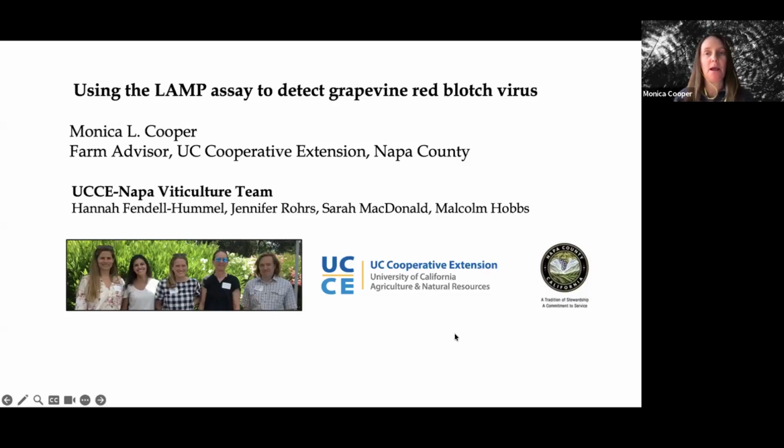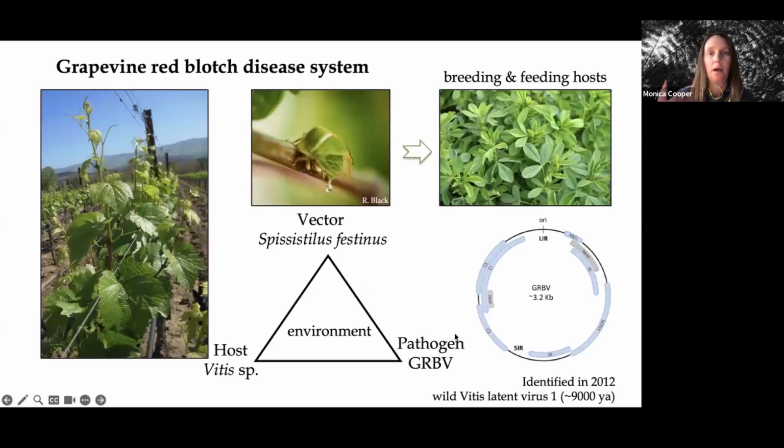So, as mentioned, I am going to be talking today about the detection of grapevine red blotch virus using the LAMP assay. That's a project that my team and I have been working on since 2021. I'm really pleased to be able to talk about the assay itself and then how we've been using it in vineyards. To give you a little bit of context, today we're going to be talking about the grapevine red blotch disease system.